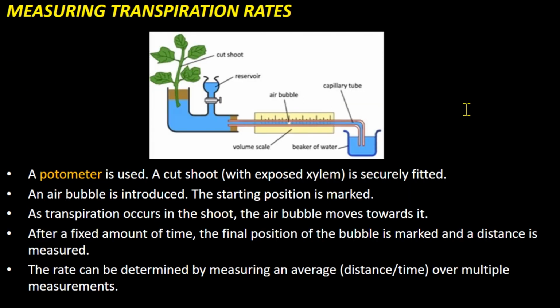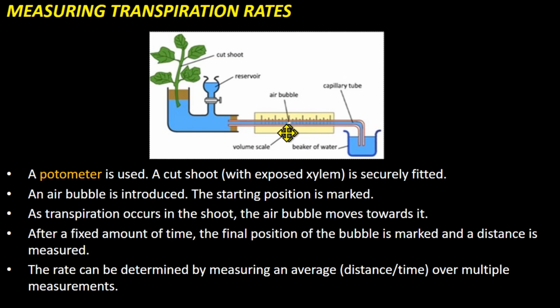So how do we measure transpiration rates? Well, we use this device here. This is called a potometer. What we do here is that there's a cut shoot with an exposed stem and xylem that is securely fitted on one end. An air bubble is introduced into a capillary tube. The starting position is marked next to a ruler.